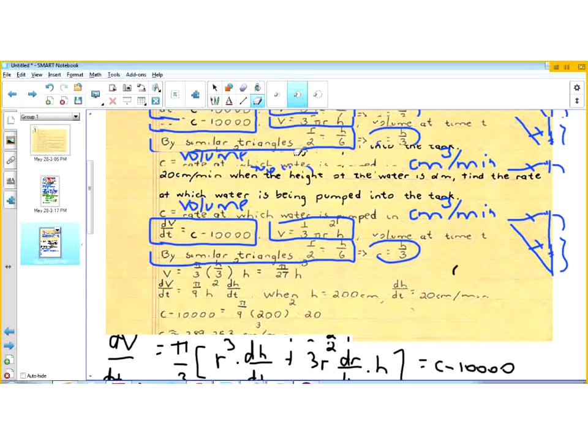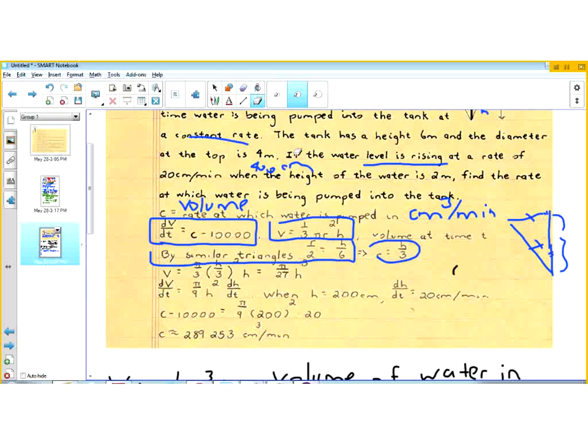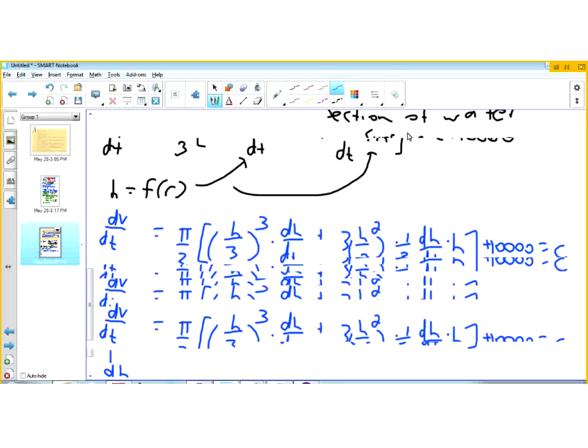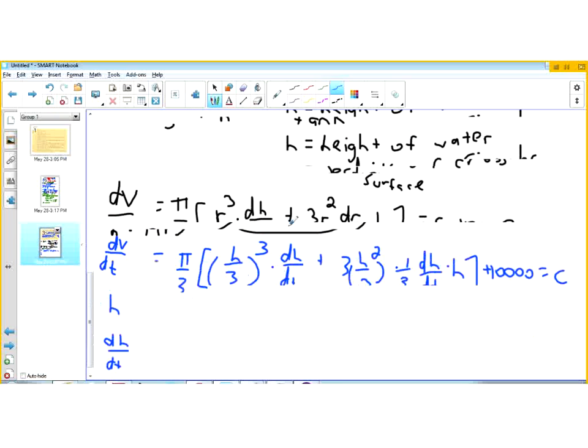Had I done that, I would have no information in the word problem that tells me the rate of change of the radius of the surface of the water in the tank. This information forces me to reformulate the problem in terms of H, the H that we've been talking about, because we have a rate of change for H. This is dH over dt. So that's why I opted to use H.